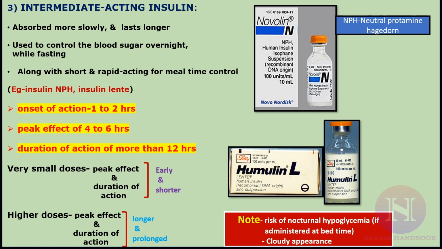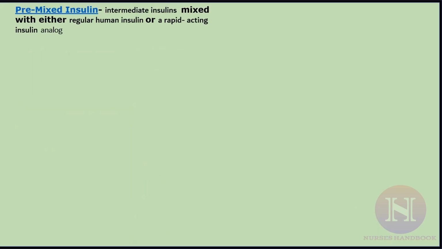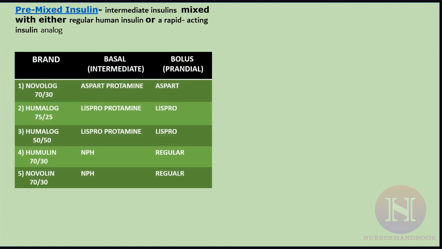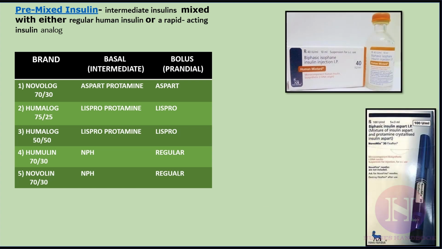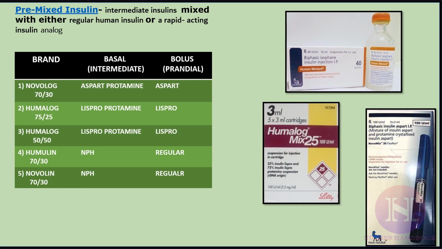And it has a cloudy appearance, so it is easy to identify and differentiate it from the short acting and the rapid acting insulins. Nowadays we have premixed preparations, which are a combination of intermediate acting insulin plus rapid or short acting insulins. Some examples are Novolog 70-30, Humalog 75-25, Novolin, which is also known as Mixtard 70-30, etc.